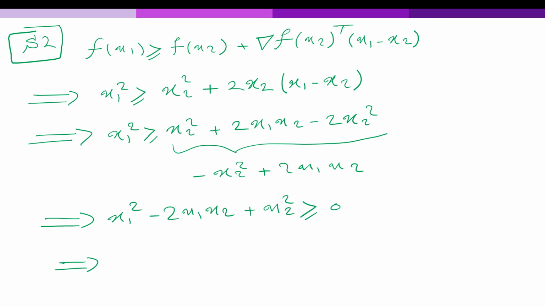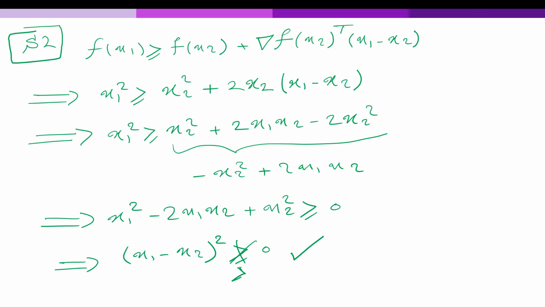and yeah, we can say that (x1 minus x2) squared is greater than or equal to 0, which we know is actually greater than 0 because x1 and x2 are not equal. So this is true, therefore this function is convex.